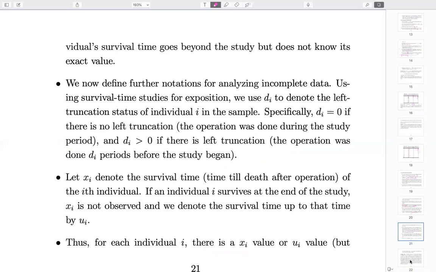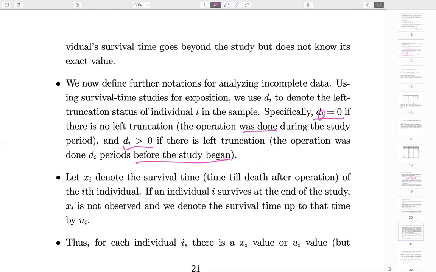So we need some definitions to help us move further. Some kind of notation. That's because we have some patients who received operations before the start of the study. We use D to denote this. If D equals 0, that means there's no truncation. Meaning for patient i, the operation was after the starting time. Okay, so the operation was done after the beginning. But we put di greater than 0 if it's left truncation. So the operation was done before the study begins.